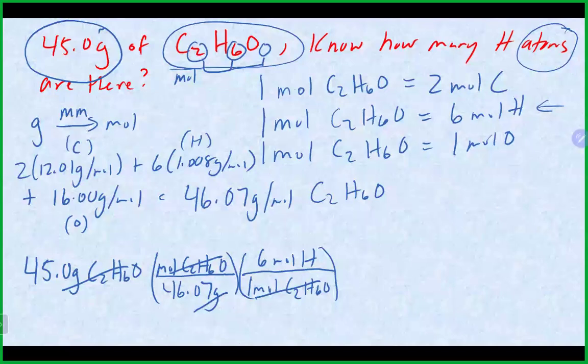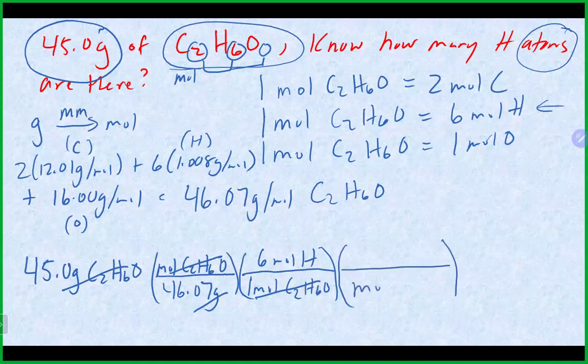Avogadro's number, right? That's the key; I need to use Avogadro's number here to finish it out. A mole would go on the bottom. Avogadro's number in this case would go up on top because that's going to leave me atoms when I'm all done. The moles will cancel.